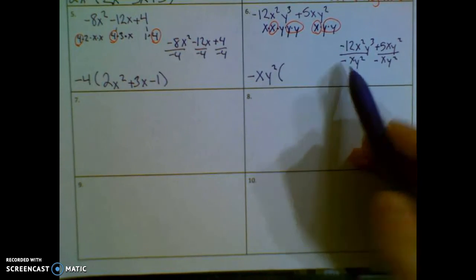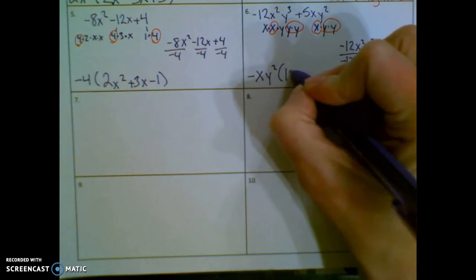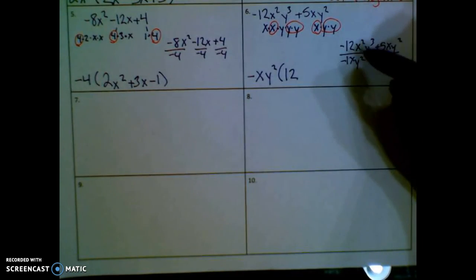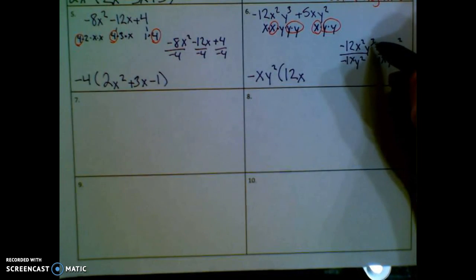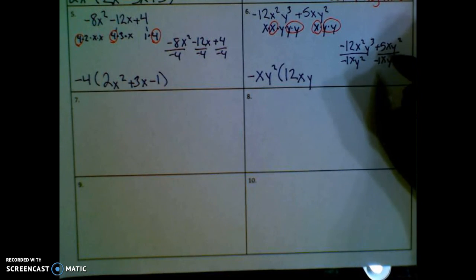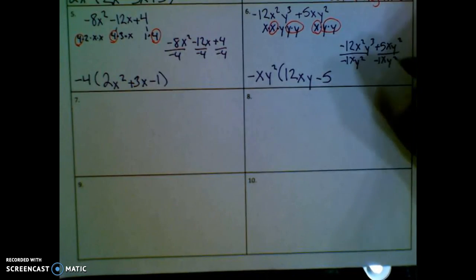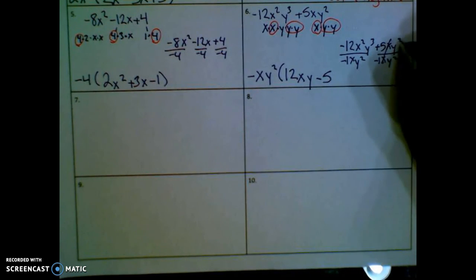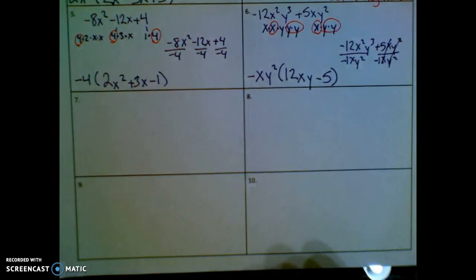Negative 12 divided by negative understood 1, we can write a 1 there if we need to, is going to be a positive 12. For x, 2 minus 1, or x squared take away 1 x, is going to leave 1 x left over. For the y's, 3 minus 2, or 3 y's take away 2 y's, leaves 1 y left over. Positive 5 divided by negative 1 is a negative 5. x and x cancel. y squared and y squared cancel. So nothing is left there, so boom, that one's finished.